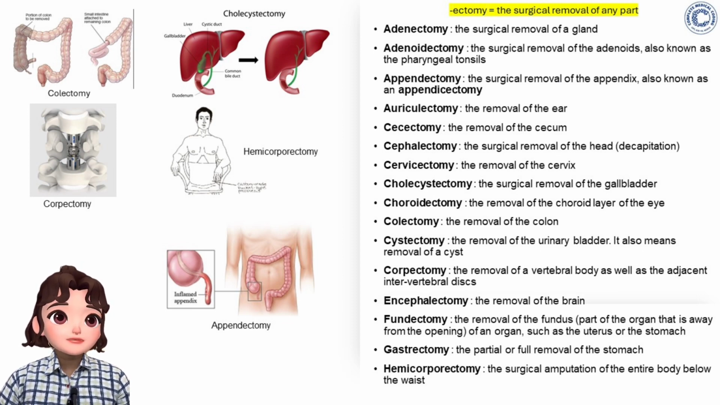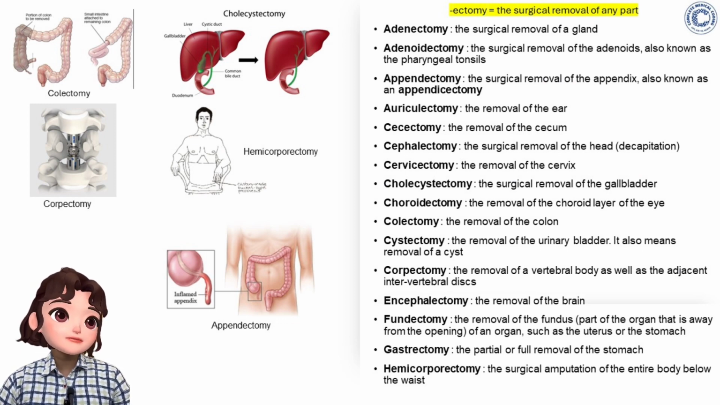Corpectomy. What is corpectomy? Removal of the vertebral body, or a part of the vertebral body. Hemicorporectomy, surgical amputation of the entire body below the waist. Appendectomy, removal of the appendix.